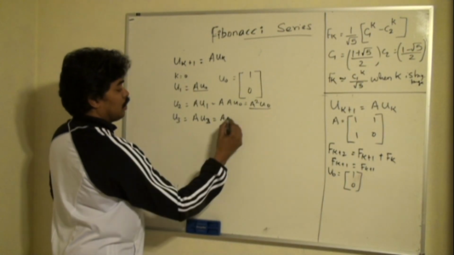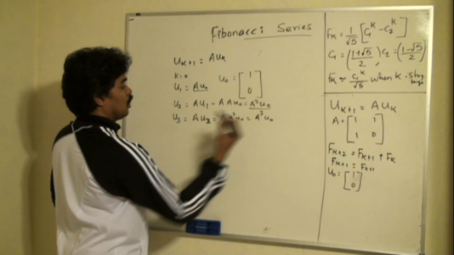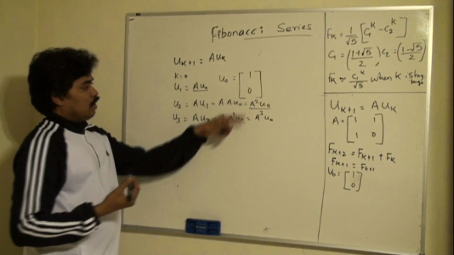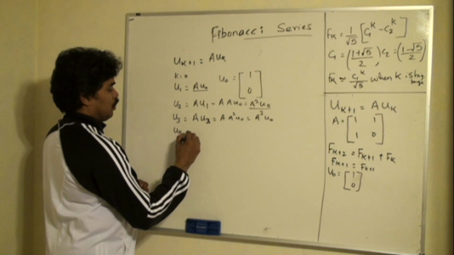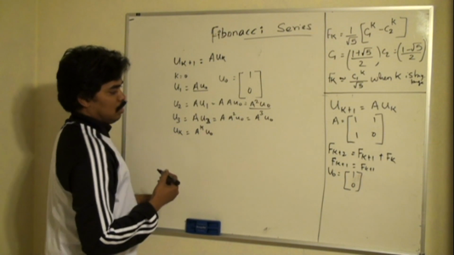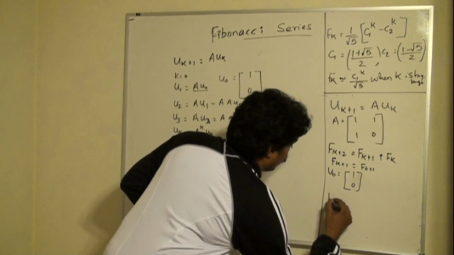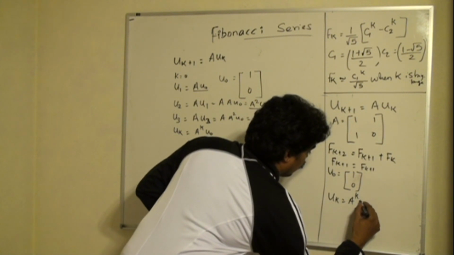Then we know from here this a square u naught, which is equal to a cube u naught. So you can see that there is a pattern here, right? So uk is equal to a to the power k u naught. And I will write that also here. uk is equal to a to the power k u naught.